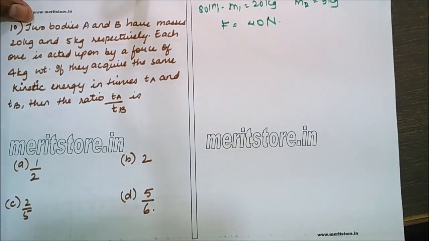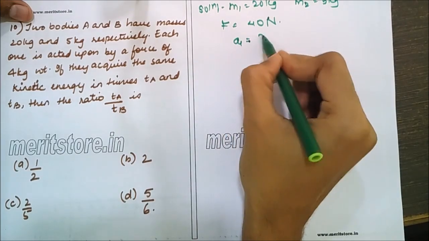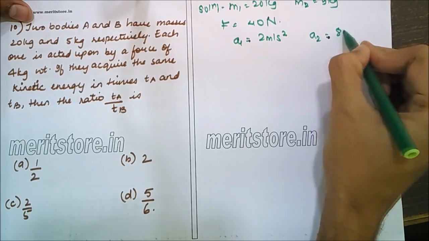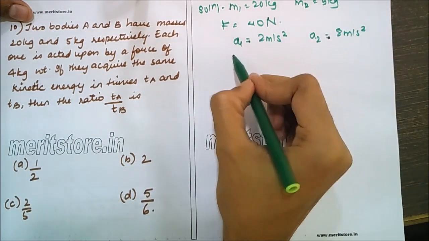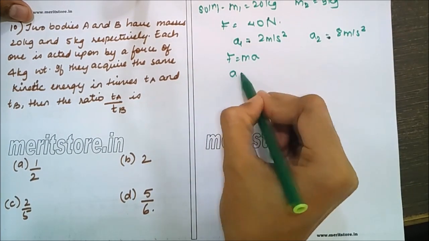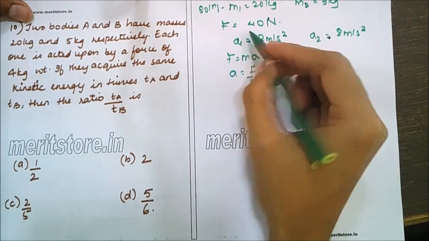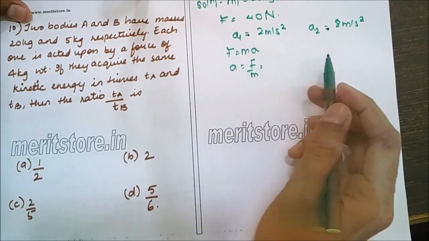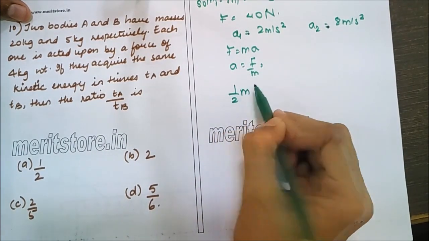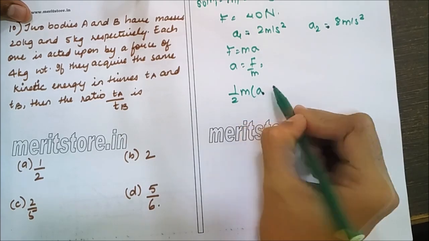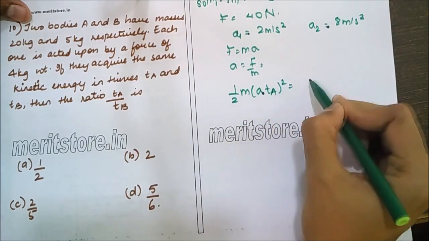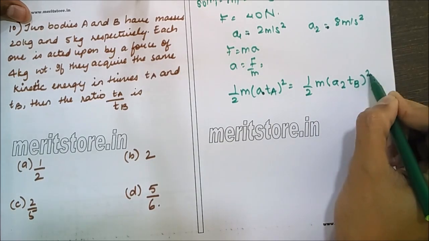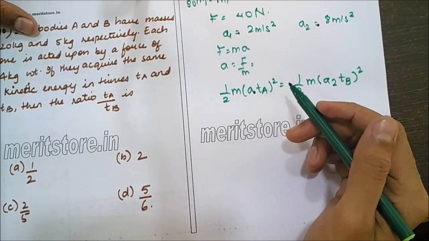Acceleration a1 is 2 meter per second square and acceleration a2 is 8 meters per second square. Then for acceleration we have F is equal to m into a, so a becomes equal to F upon m. So for each one of them we can find the acceleration. So next we have the kinetic energies. Both the kinetic energies we have to equate, that is half m v square, where the velocity is acceleration times time, both squared, equals half m a2 tb square. Then we need to find the ratio for both of them.